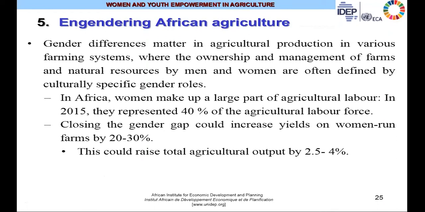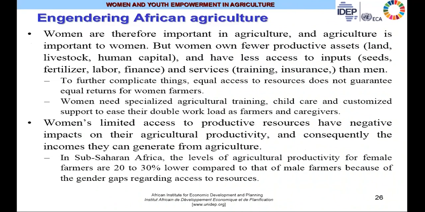What must we therefore do to engender African agriculture? Gender differences matter in agricultural production in various farming systems, where the ownership and management of farms and natural resources by men and women are often defined by culturally specific gender roles. In Africa, as we've said over and over, women make up a large part of the agricultural labor. In 2015, they represented 40% of the agricultural labor force. Closing the gender gap could increase yields in women-owned farms by almost 30%, and this could raise total agricultural output by almost 40% for most countries in the continent.